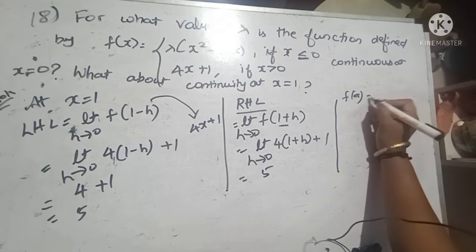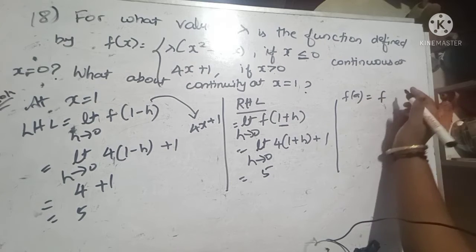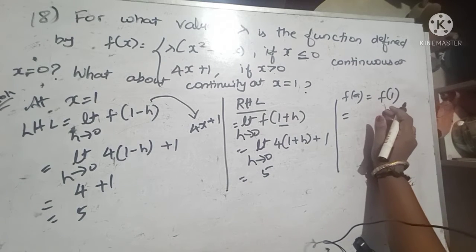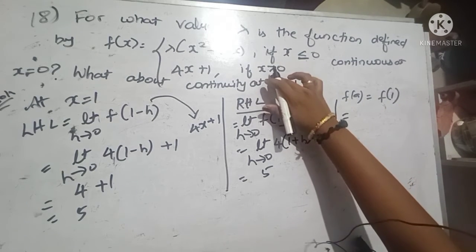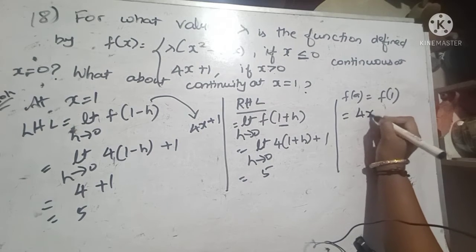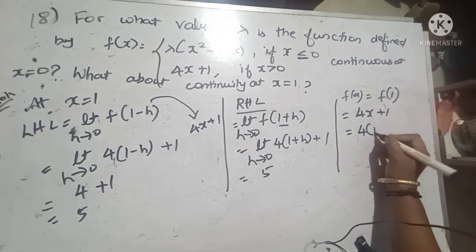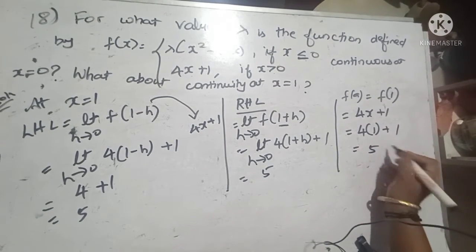Nothing but f of a. So that is nothing but f of 1. So f of 1 in the sense that 4x plus 1. So in the place of x we have to substitute 1. So 4 plus 1 is nothing but 5.